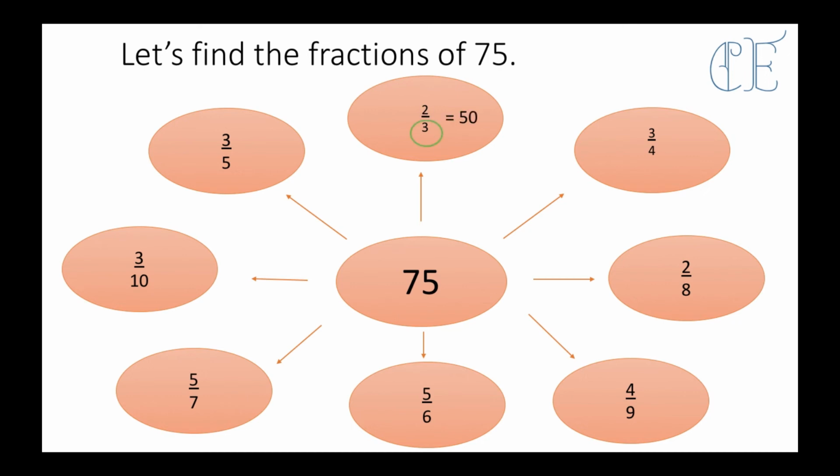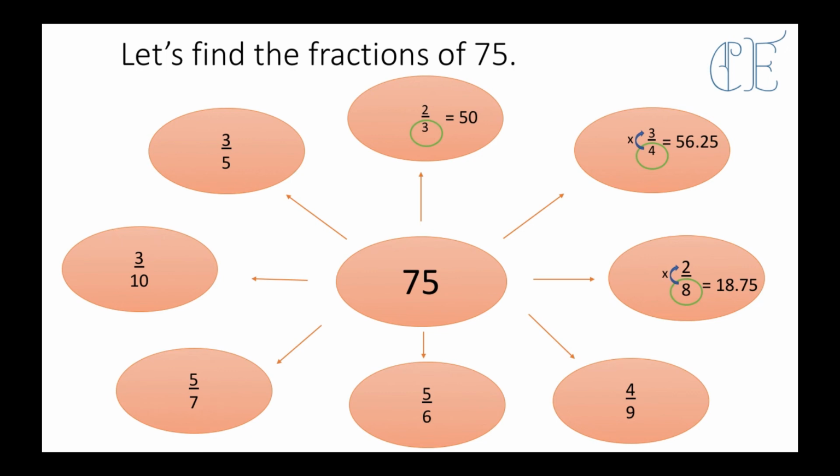Okay. 3/4. 75 divided by 4, and then our answer times by 3 is 56.25. Okay, so don't worry if you needed a calculator for that one. It was a trickier question. You can always check out some future videos that I will be making on dividing numbers which give a decimal answer without a calculator. 2/8, so we divide by 8 and then times by 2, gives us 18.75.